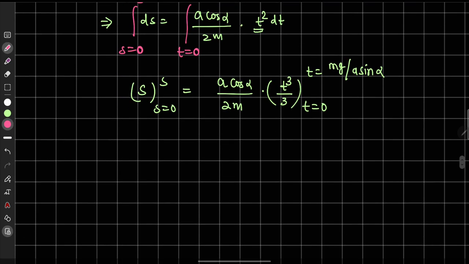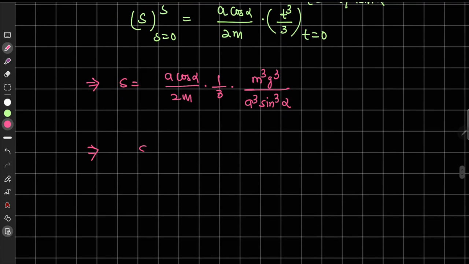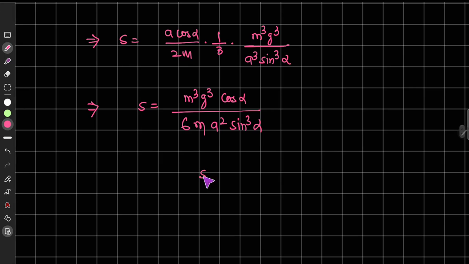So from here we will get s equal to a cos alpha divided by 2m into 1 upon 3 times m cube g cube divided by a cube sin cube alpha. So s is equal to m cube g cube cos alpha divided by 6m into a square sin cube alpha, or we can write s equal to m square g cube cos alpha divided by 6 times a square sin cube alpha.